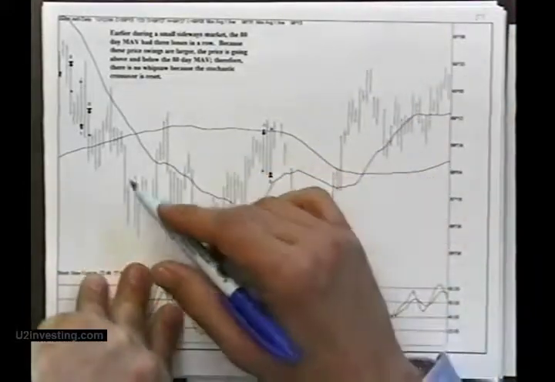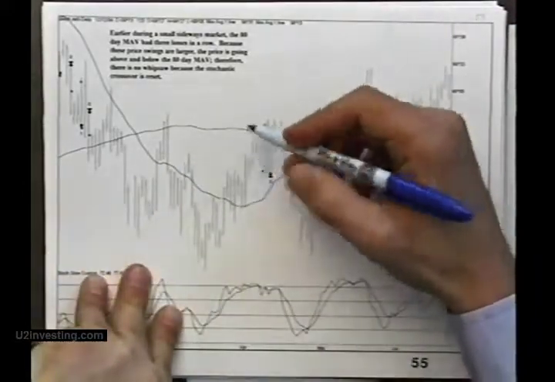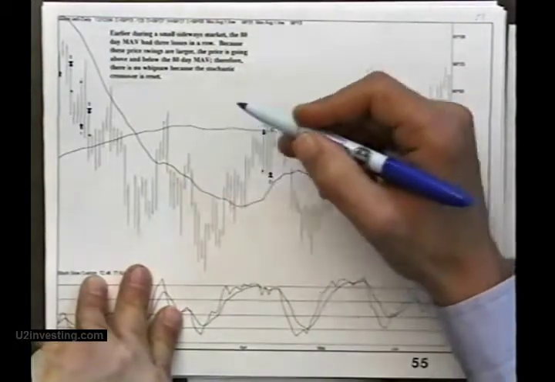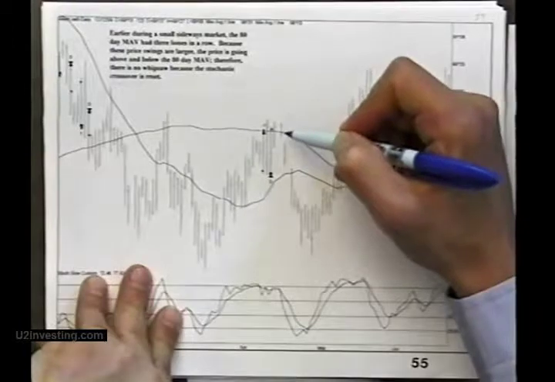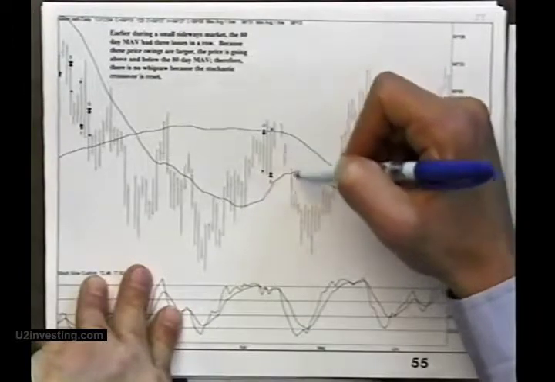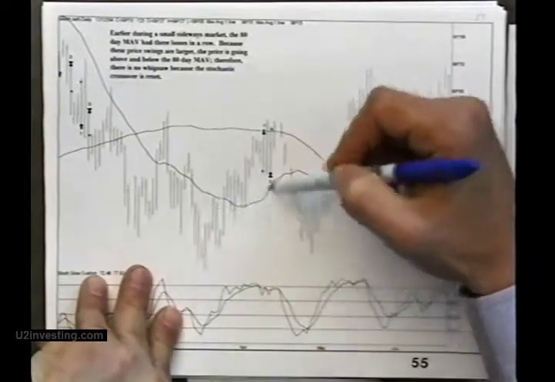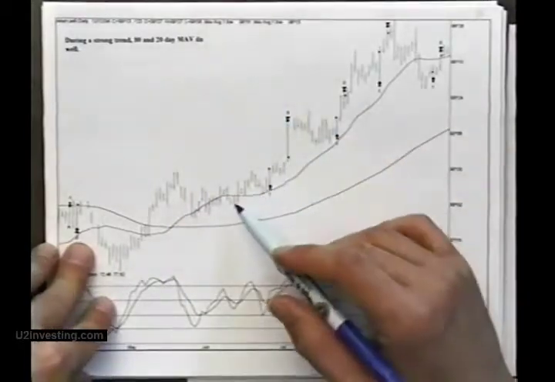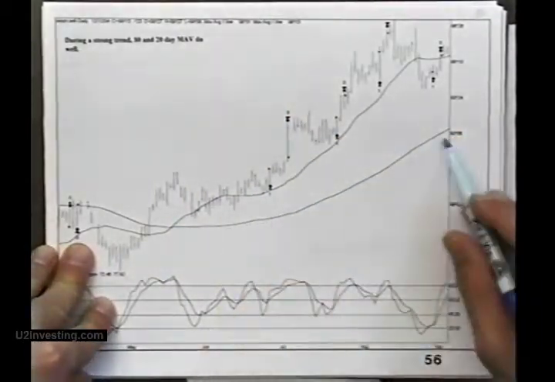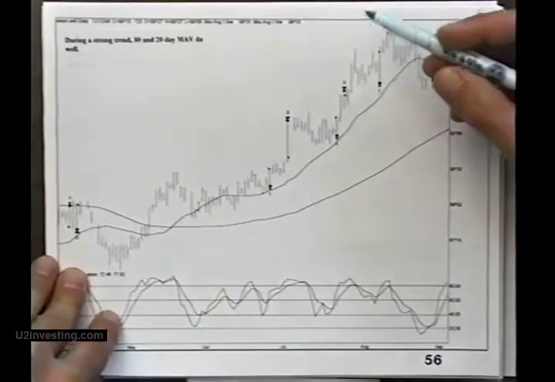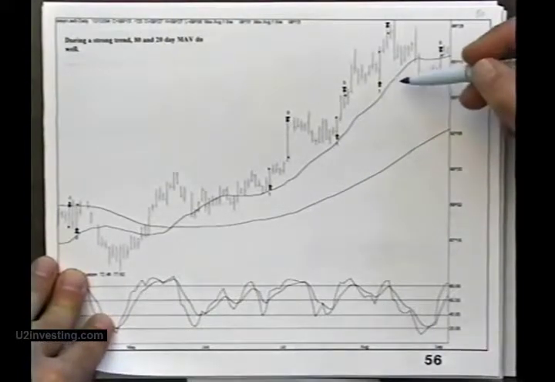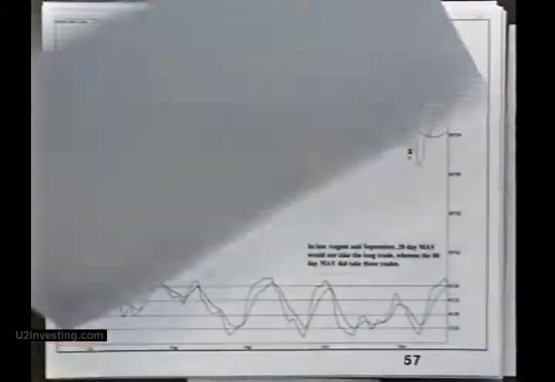This is the same chart as the previous chart we looked at, where the 80-day moving average was active and it gave us a sell signal here, a sell signal here, and a sell signal here, and we lost money. Whereas the 20-day moving average lost money only once. During a strong trend, both the 20-day and the 80-day moving average will do really well, but during a sideways market, depending on the size of the sideways market, either the 20-day or 80-day will do better.